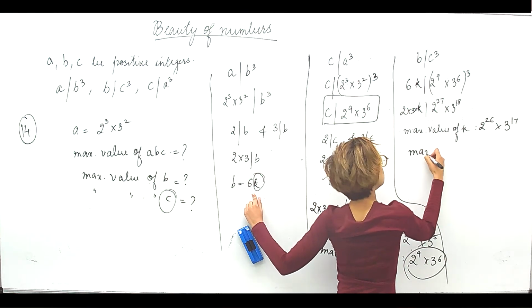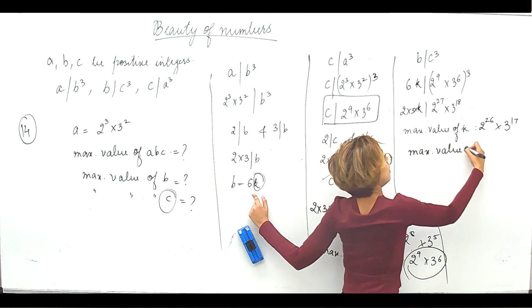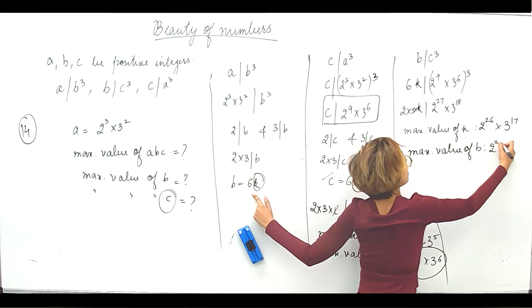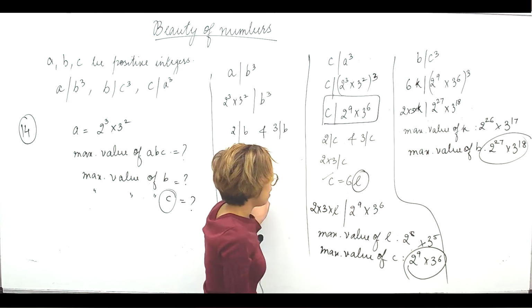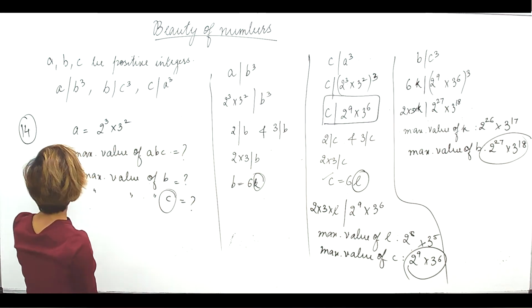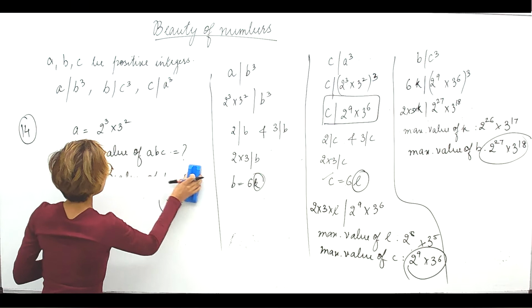So the maximum value of B is 2 raised to power 27 into 3 raised to power 18. Done, right? So let's find the maximum value of ABC. Now our problem is solved.